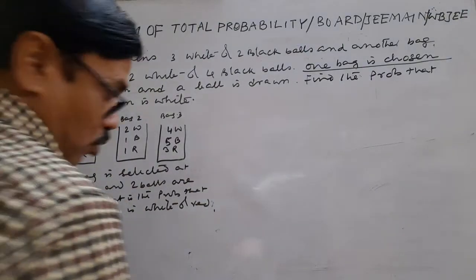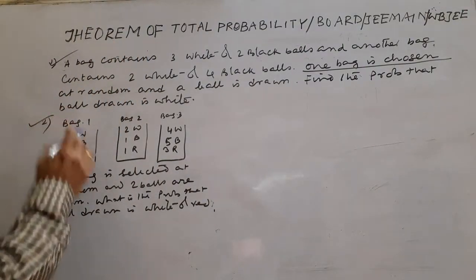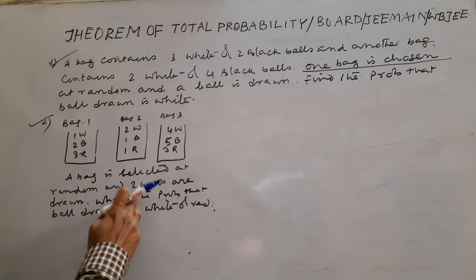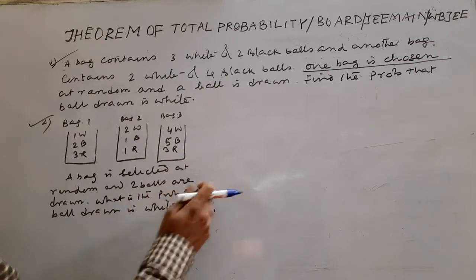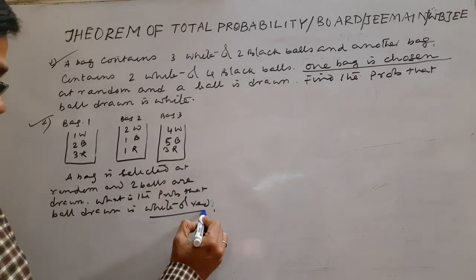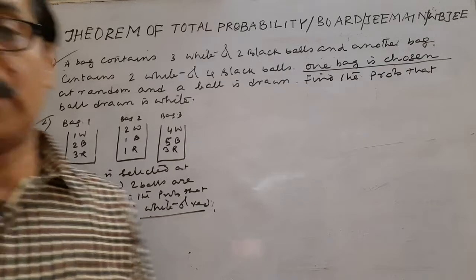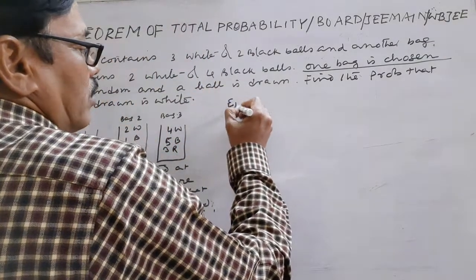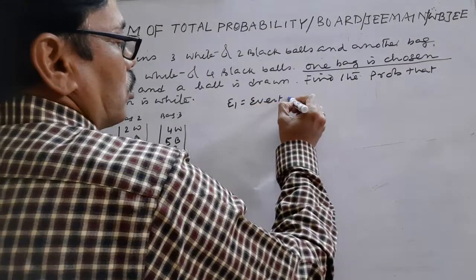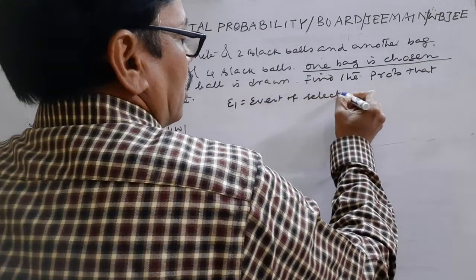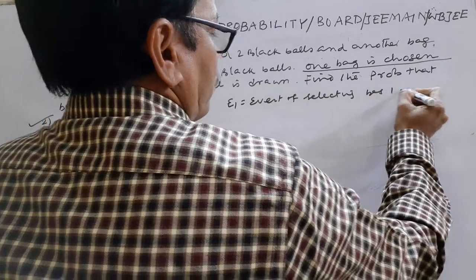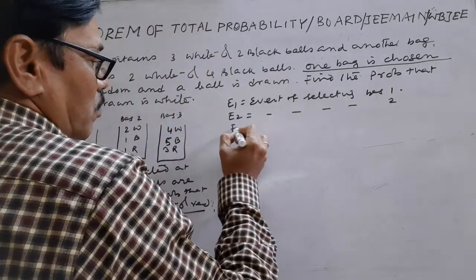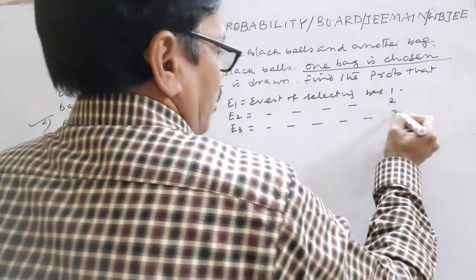Now, problem number 2. Exactly same. There are 3 bags. A bag is selected at random and 2 balls are drawn. What is the probability that ball drawn is white and red? So, here there are 3 bags. Exactly same. So, E1, event of selecting bag 1. E2, bag 2. E3. For board problem, you must state this.